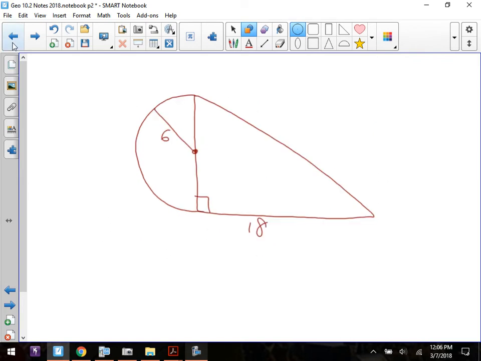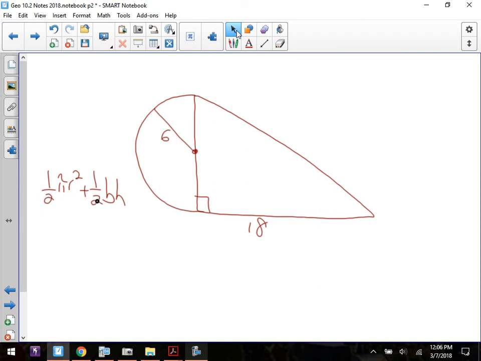Anyway, so you have a circle, a semicircle, so it's going to be half of pi r squared. And to that, you have to add a triangle. Formula for a triangle is 1/2 base times height.